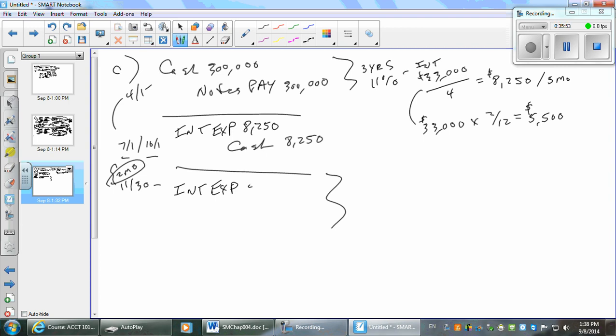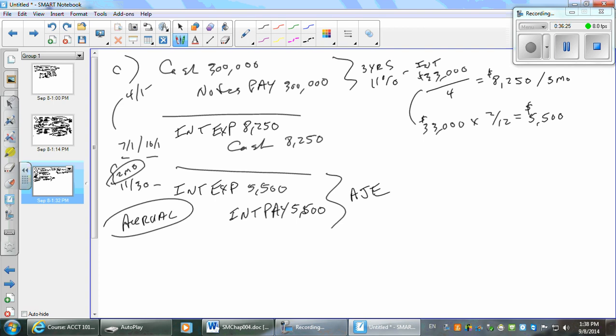So wouldn't interest expense be 5,500? That's kind of a tough one, isn't it? And credit what? If I paid him, it'd be cash, but I'm not paying him for another month, am I? So what is it, gang? Well, it wouldn't be accounts payable. It's interest payable, excellent. It's an accrued interest. This is an accrual of interest expense. I haven't paid it yet, but I've accrued it. There's your adjusting journal entry: debit interest expense, credit interest payable. You like it? Just for the number of months.